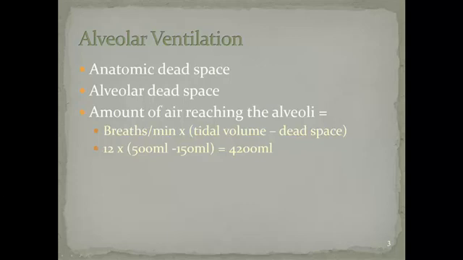If you actually wanted to calculate how much of the air you breathe in gets to the alveoli, you have to subtract the anatomic dead space. This is roughly about 150 milliliters of the 500 milliliters that you inhale, leaving you with about 350 milliliters of air for each breath, and about 4.2 liters each minute if you're breathing 12 times a minute.